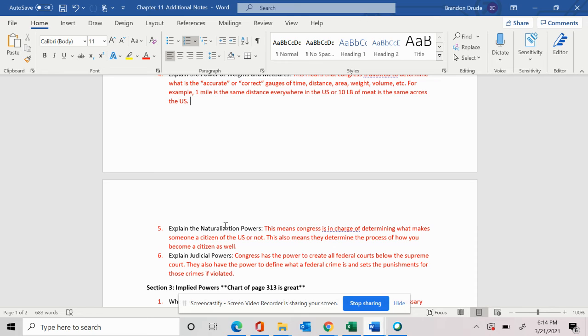to set punishments, and they're able to decide what is a federal crime and what is not a federal crime. This is a huge power and advantage that many people do not see: Congress has the ability to determine what is a federal crime and also what is not a federal crime. So just make sure you know the difference with that, okay?